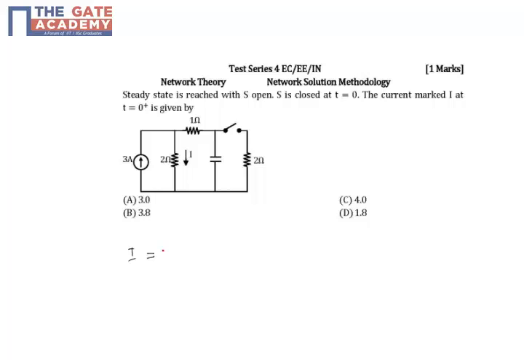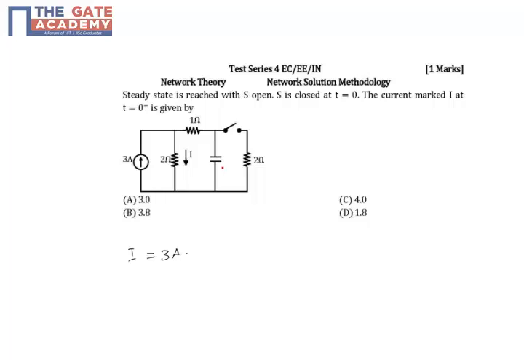As a result, the current that is flowing through the 2 ohms resistor will be equal to 3 amps. The whole current will pass through it. Now, what we are more interested in here is to determine the value of the voltage across this capacitor.